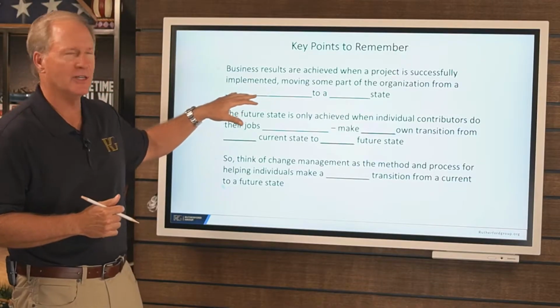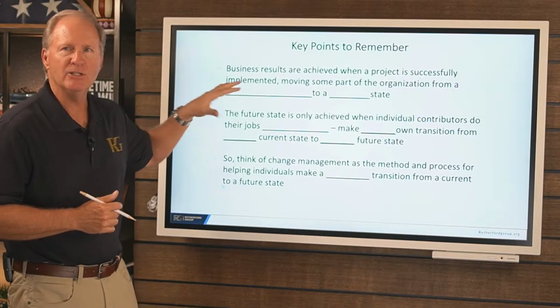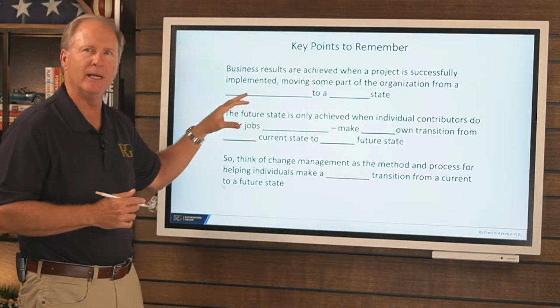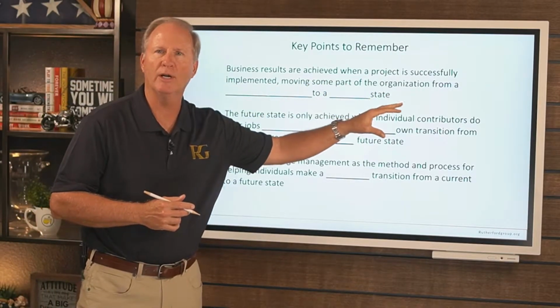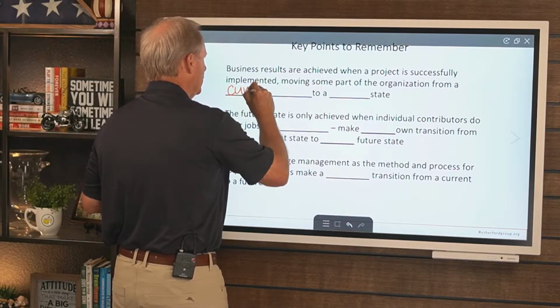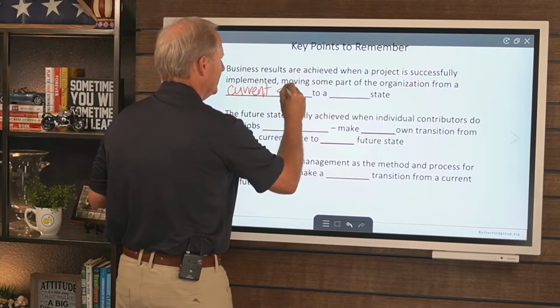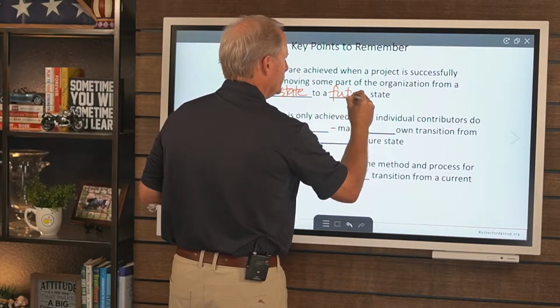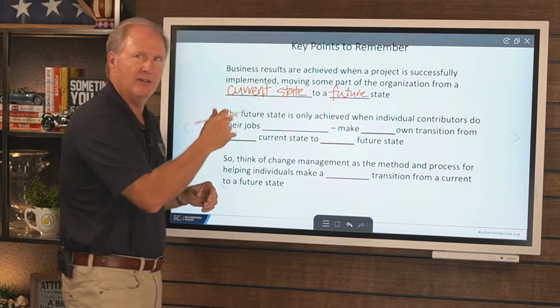So the key here, first, is that business results are achieved when a project is successfully implemented, moving some part of the organization from what we would call a current state to a future state, right? That's the key first element.